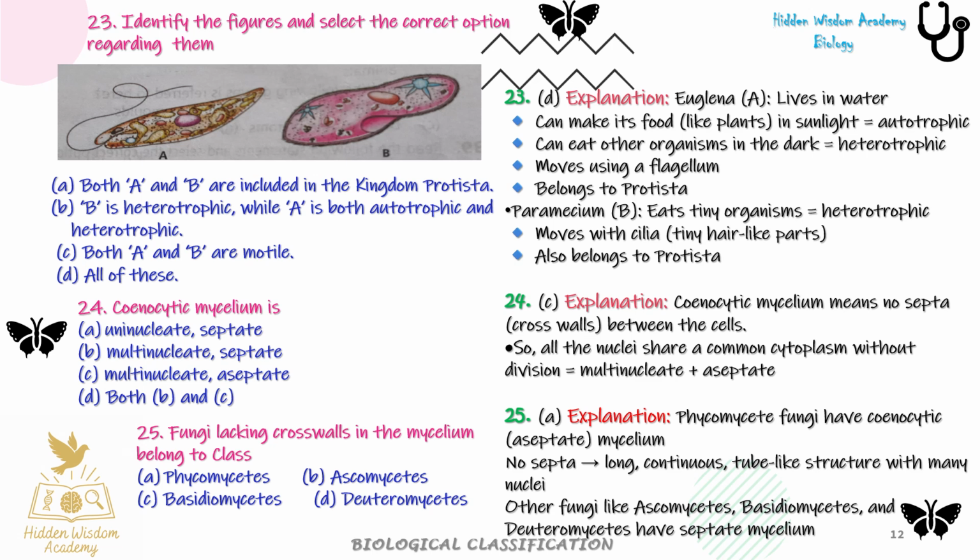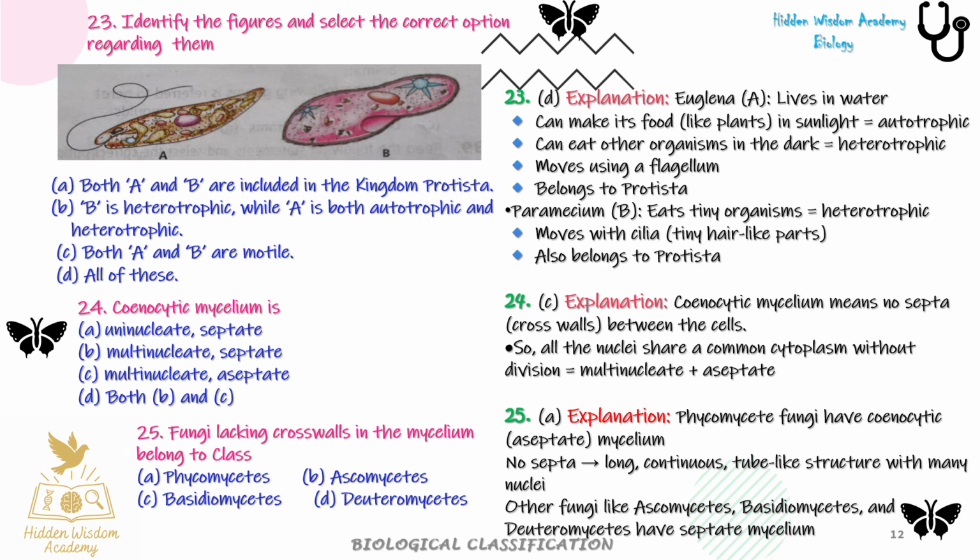Explanation: Euglena, A, lives in water. Can make its food, like plants, in sunlight, meaning it is autotrophic. Can eat other organisms in the dark, meaning it is heterotrophic. Moves using a flagellum. Belongs to Protista. Paramecium, B, eats tiny organisms, so it is heterotrophic. Moves with cilia, tiny hair-like parts. They also belong to Protista. So, option D is the correct answer.